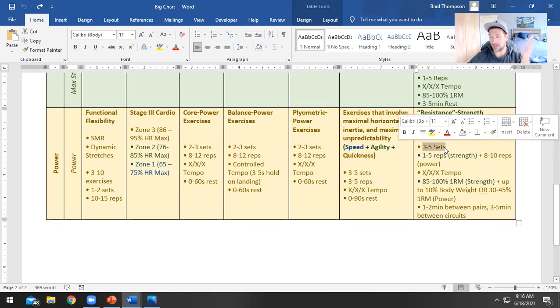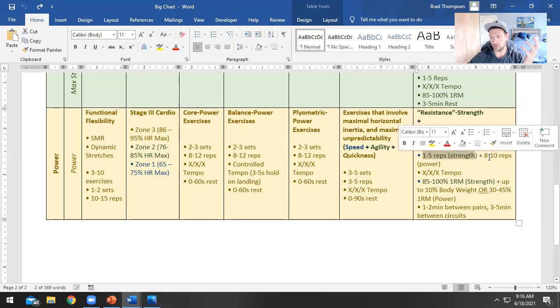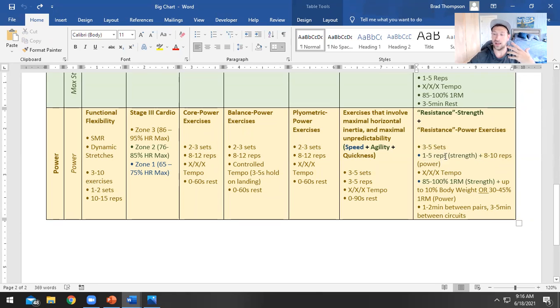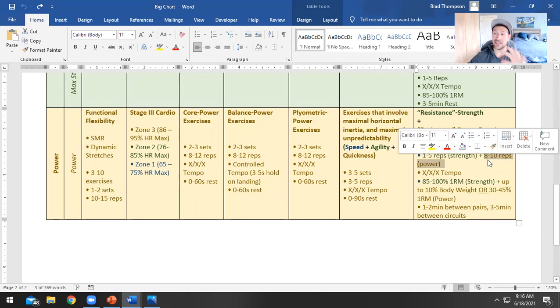So 3 to 5 sets of these supersets, doing them together, 1 to 5 reps for your strength movement, 8 to 10 for your power. So I would do like a really heavy barbell squat for 1 to 5 repetitions, and I would follow it up immediately with about 8 to 10 squat jumps. So I'd like rack that bar, step off, and go and start jumping.